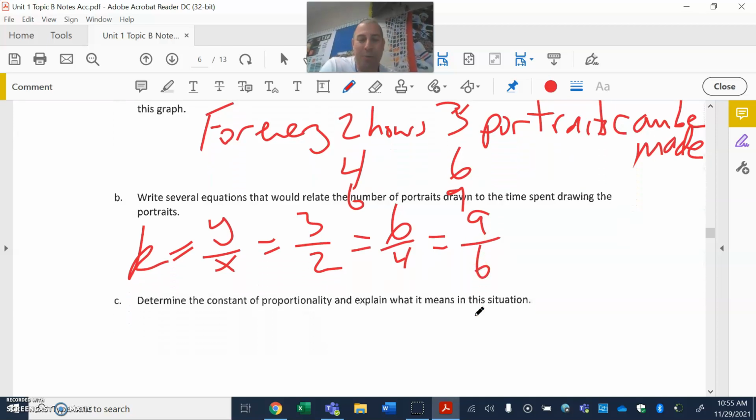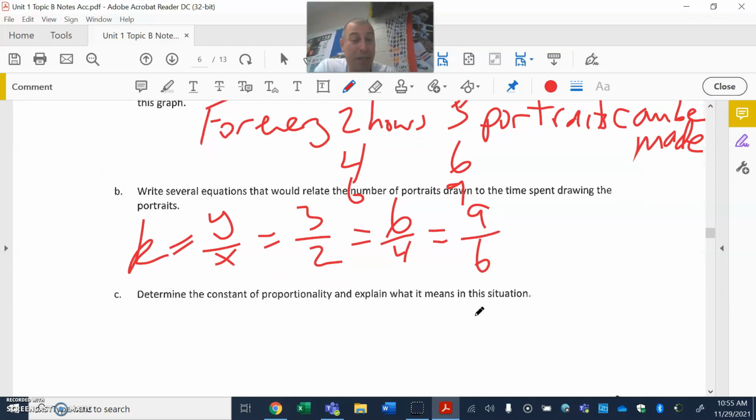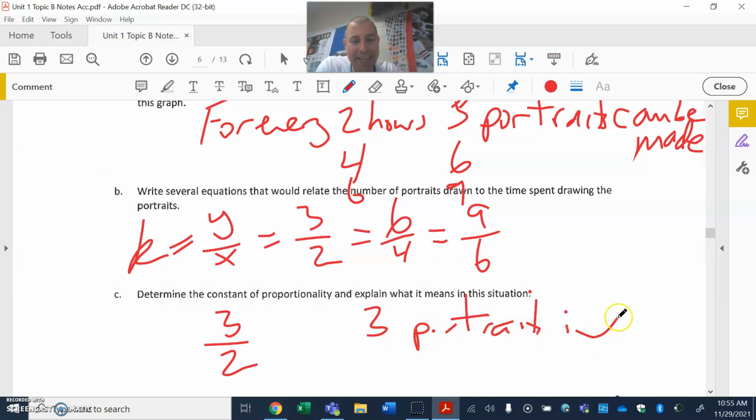Determine the constant of proportionality and explain what it means in this situation. Okay, the constant here is 3/2. Again, all of these simplify down. And explain what it means in this situation. Okay, so we can say 3 portraits in 2 hours. And again, when they're asking about this situation, that's what we're after.